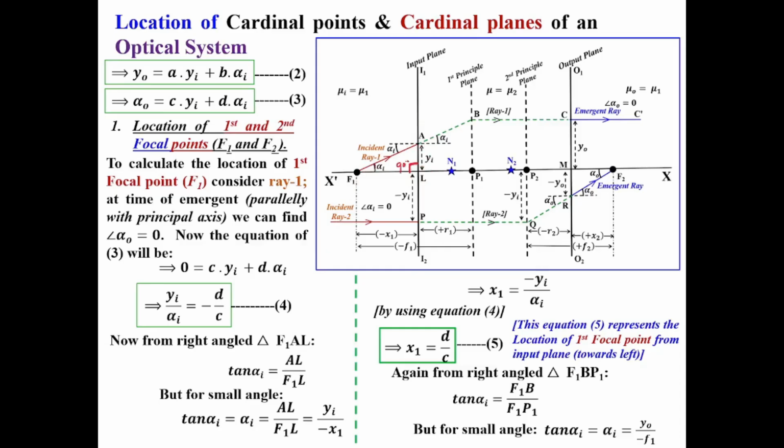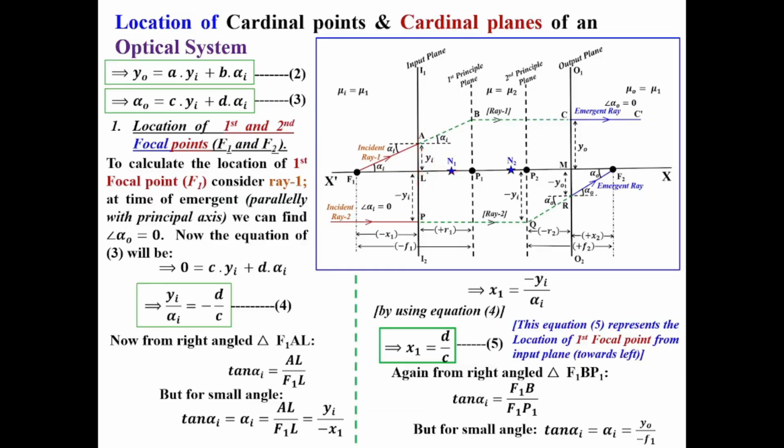Tan alpha, if I'm going to consider tan alpha I, this angle is your alpha I, okay? Then tan alpha I will be equal to this height and this length, or this is the base length, this is the height. So we can write AL by F1L. Here from the principal axis towards up, we are going to consider positive sign according to sign convention that we know. From input plane towards left, we have to consider negative, towards right we have to consider positive, and from the principal axis towards up positive, towards down it is negative.